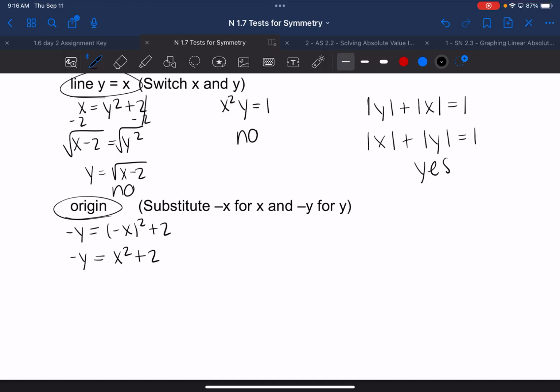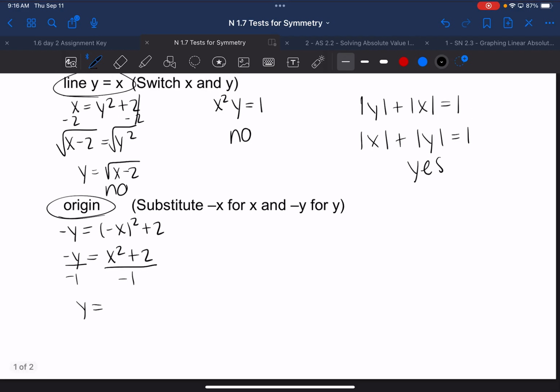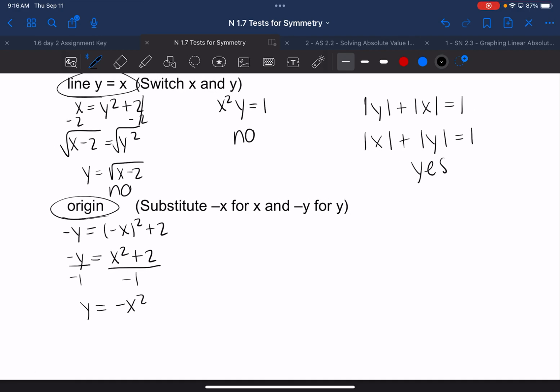We don't typically like to leave the lead negative, so you might have divided all of this by negative 1 so that you have a positive y in front, but then that messes up the signs on the other side, right? So now you'd have negative x squared minus 2, which still doesn't match. So we'd say no.